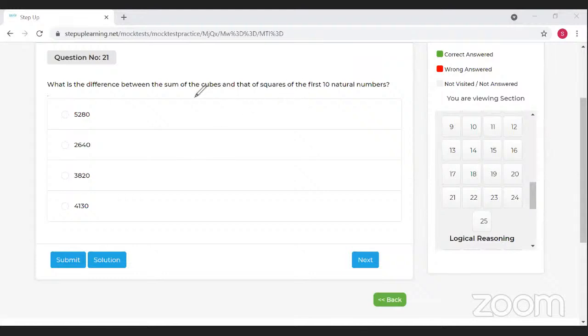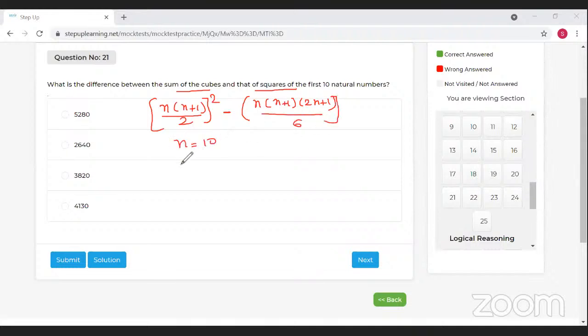Fine. So what is the difference between the sum of the cubes and that of the squares of the first natural numbers? So the sum of the cubes, you know, is n into n plus 1 by 2 whole square, and that of the squares is n into n plus 1 into 2n plus 1 by 6, where n is equal to 10. You will get the answer, right? 2640 is the answer. Fine. Okay, let's move to the next one.